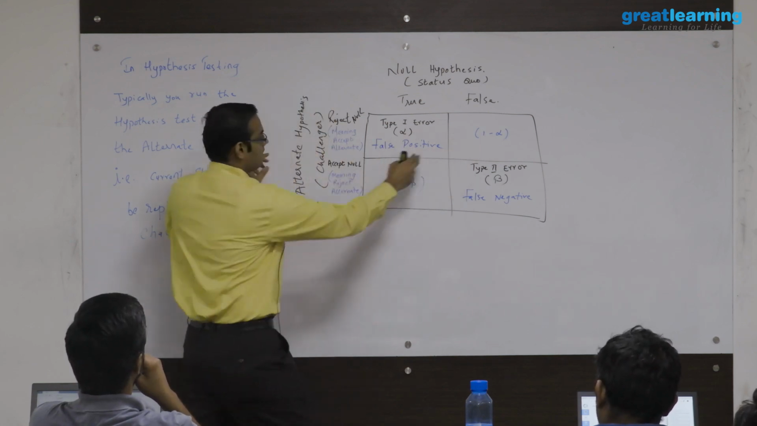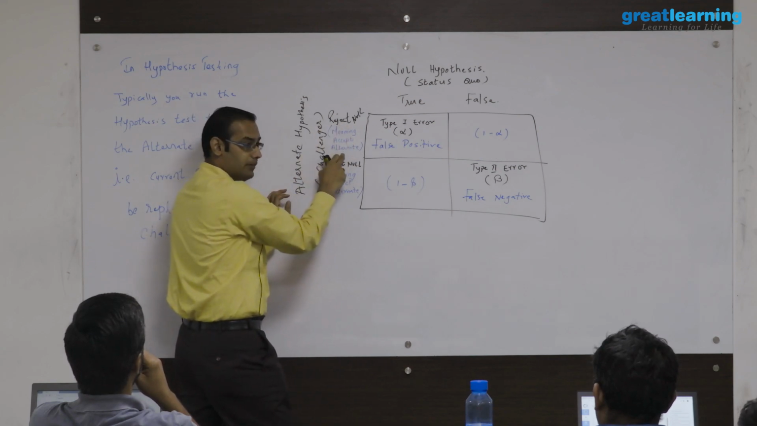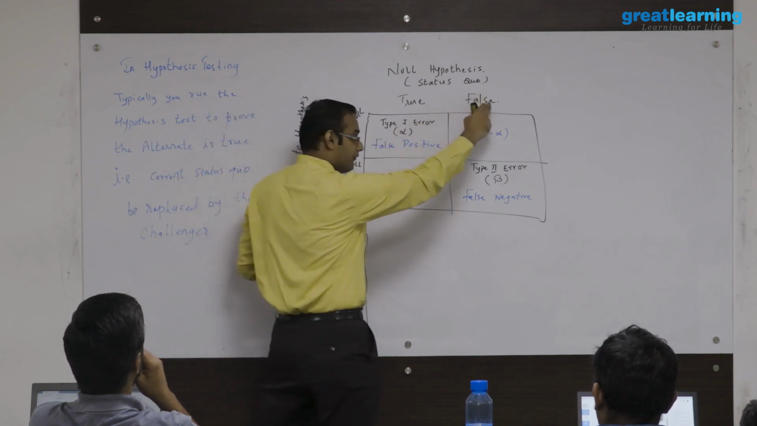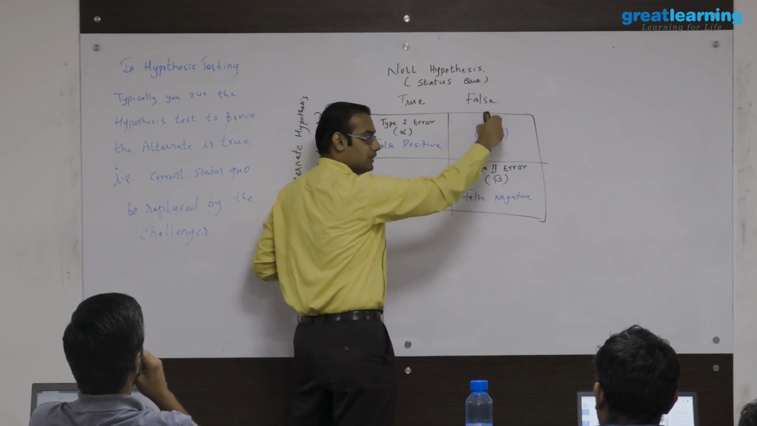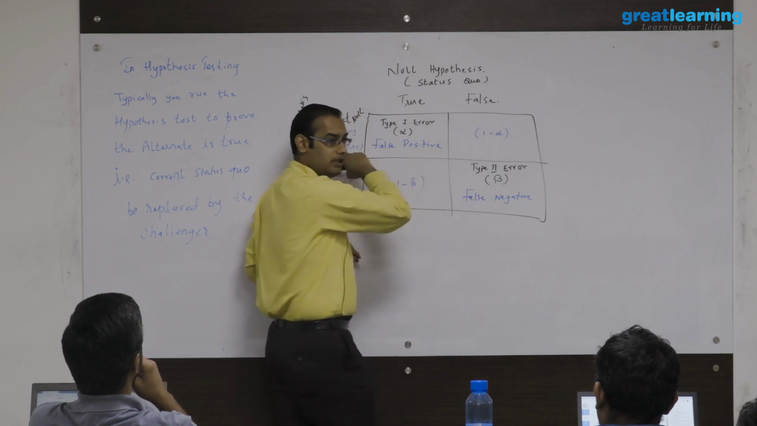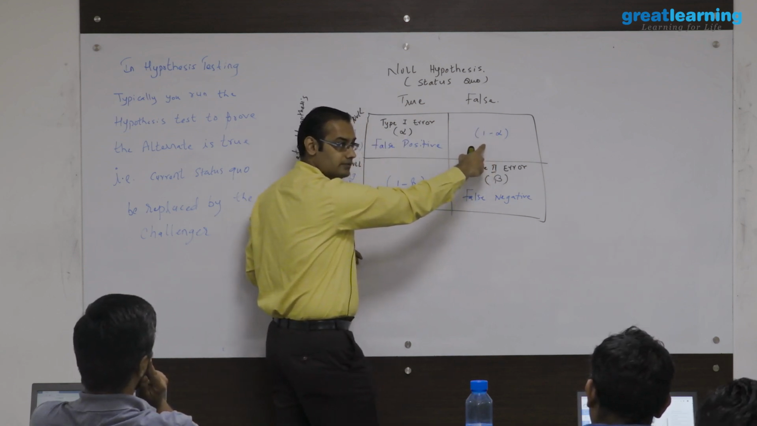So this intersection is saying reject null, which means the alternate is the better solution, and in fact the true state is that the current status is poorer than the alternate. So this is a perfect outcome for me.